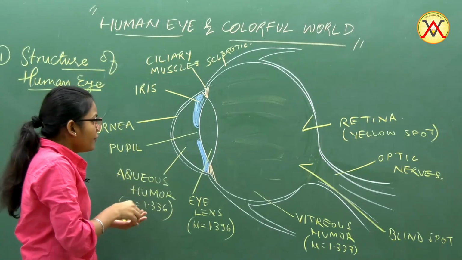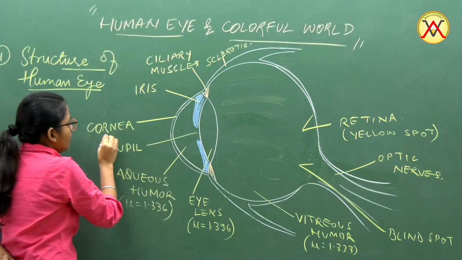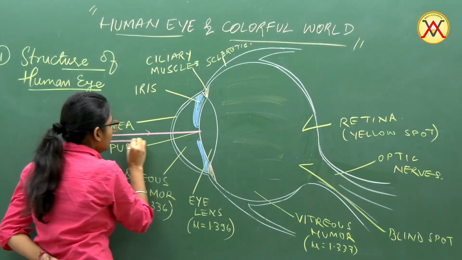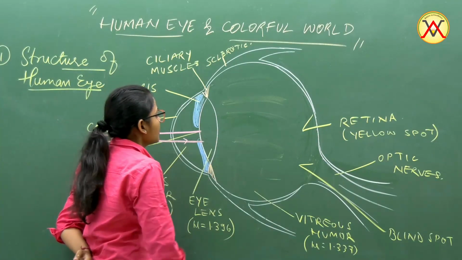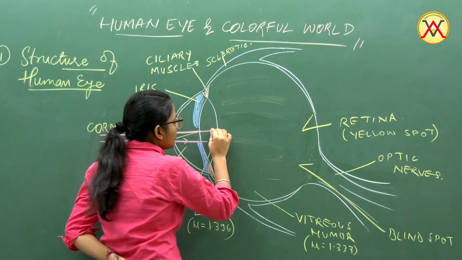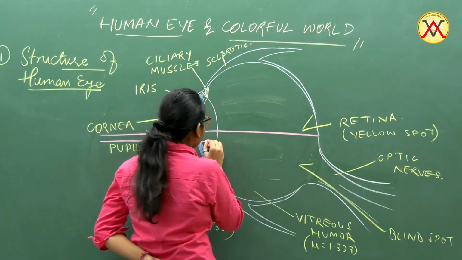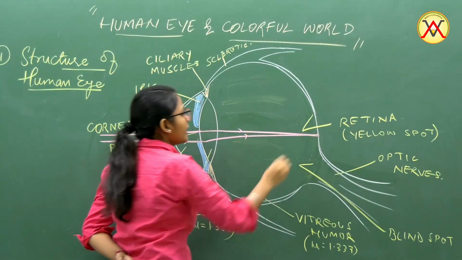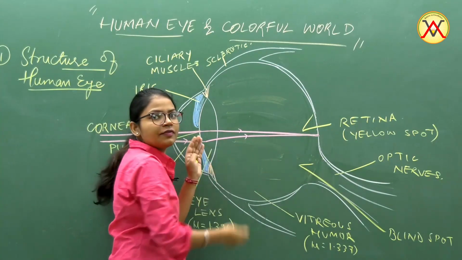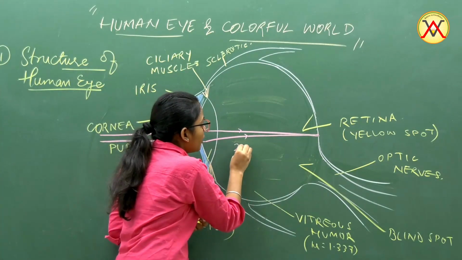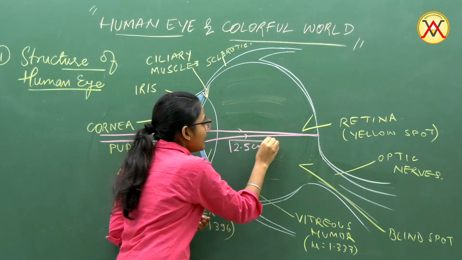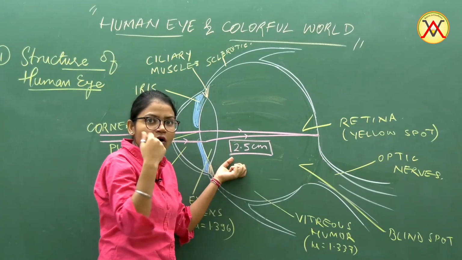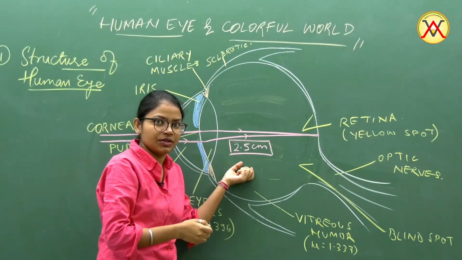Now, whenever light rays enter our eye, let's suppose these are two light rays entering our eye through the lens, they get focused on the retina, here on this part. The diameter of our eye is almost about 2.5 centimeter. Hence, the focal length of our eye lens, or simply put, the focal length of our eye, is 2.5 centimeter.